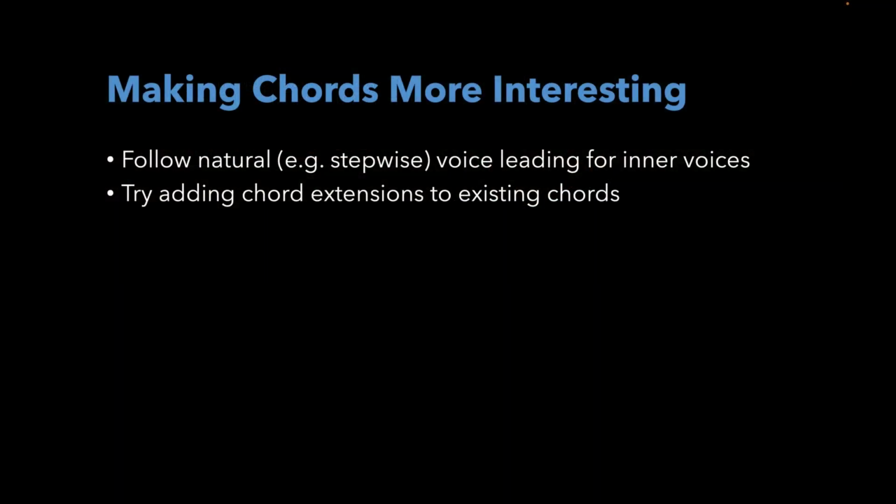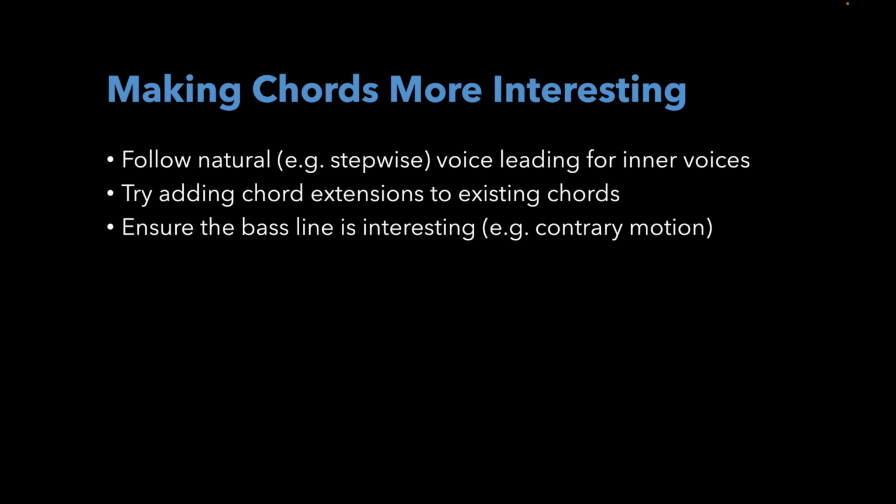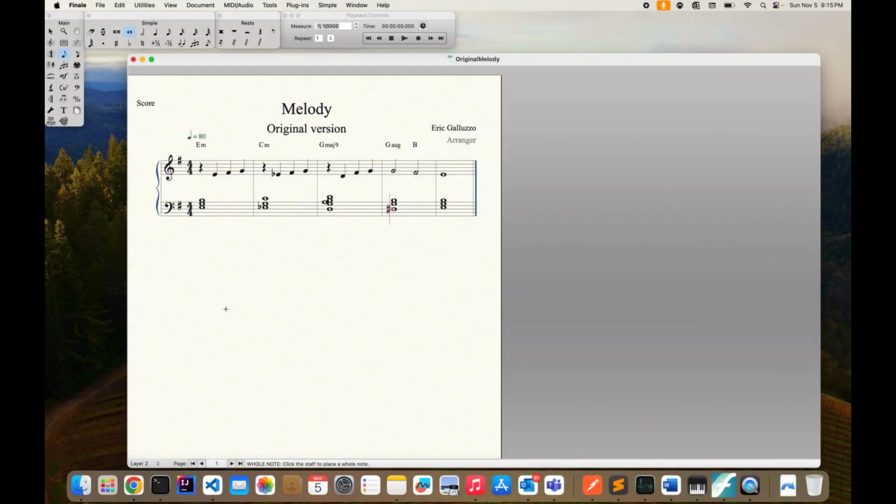Okay, the third thing that we should do is to make sure that our bass line is interesting. So right now, our implied bass line from the chords is something like this: E, C, G, and then G, B, E. So let's listen to this with the bass and see how it sounds.